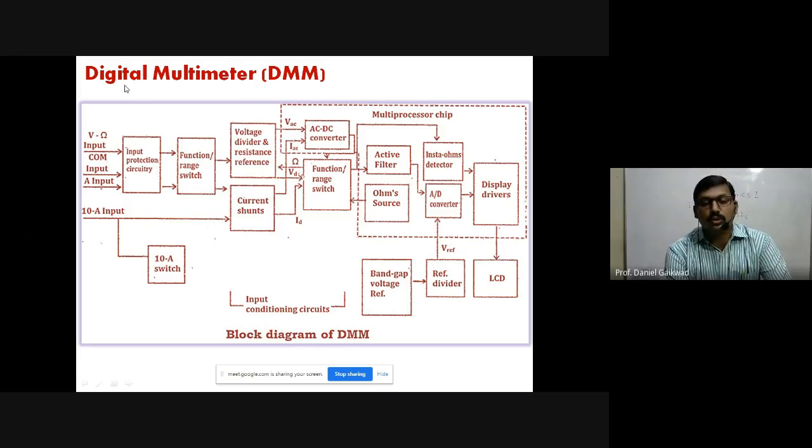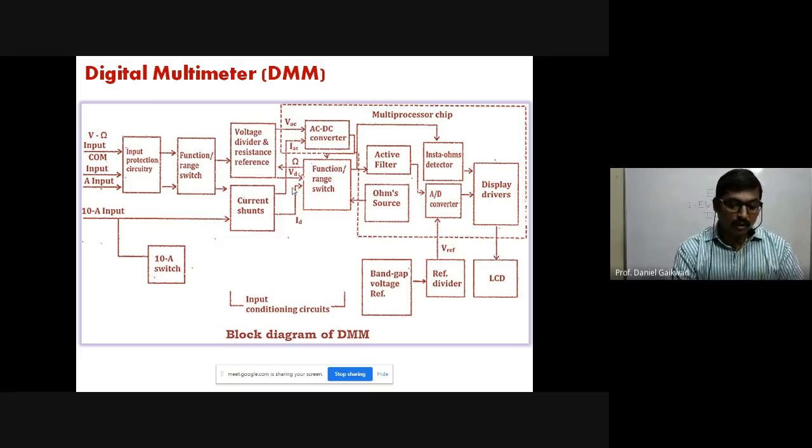Already in 11th standard you used that yellow colored measuring instrument which has a number of ranges for current, voltage, resistance. That instrument is called the digital multimeter, DMM in short. This is the block diagram given in the textbook. We have a number of blocks here. Check one by one the function of each block in short, and how the digital multimeter works to measure either voltage, current or resistance.